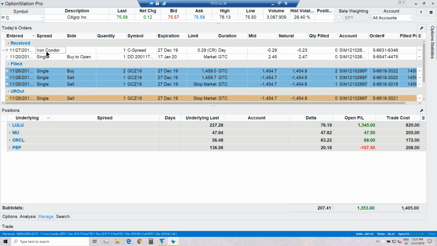So I have an iron condor here waiting to get filled. Okay, and that's it. So the trade is in. Very good. Perfect.